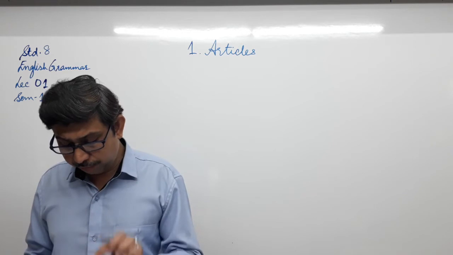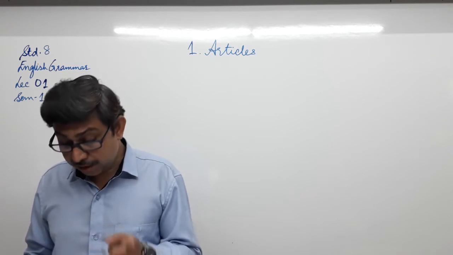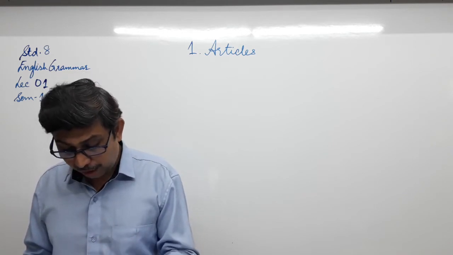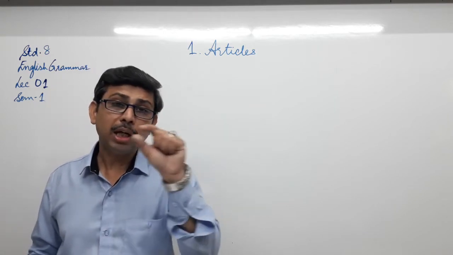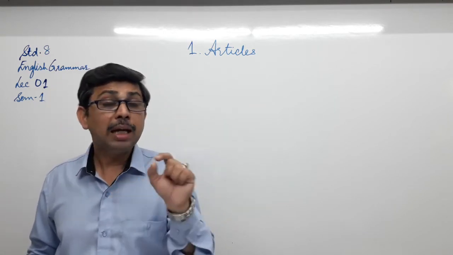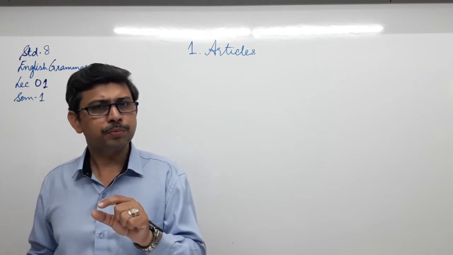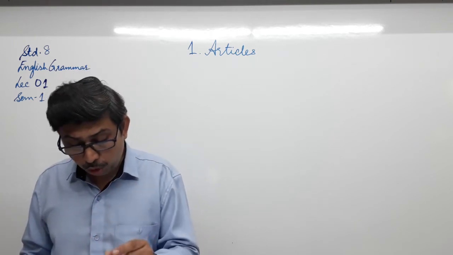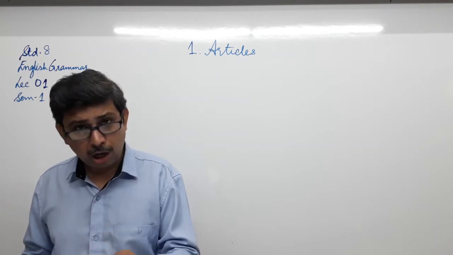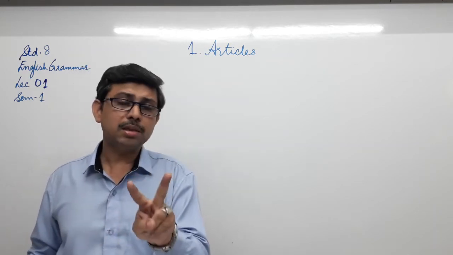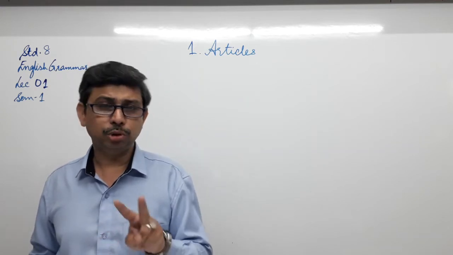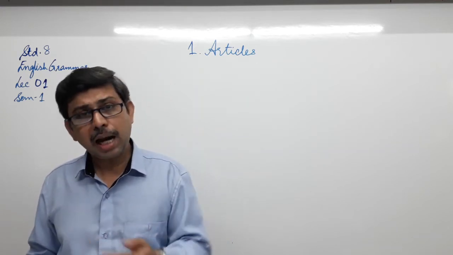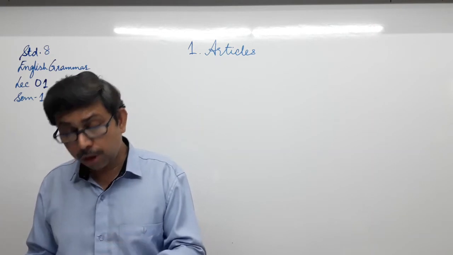singular noun which is countable when it is mentioned for the first time and represents no particular person or thing. So you see, an elaborated definition, an elaborated rule has been given to you. Try to understand this. Before a singular noun which is countable. So two things. It should be a singular noun, one. It should be a countable noun, two. And further adding to that, it is mentioned for the first time.